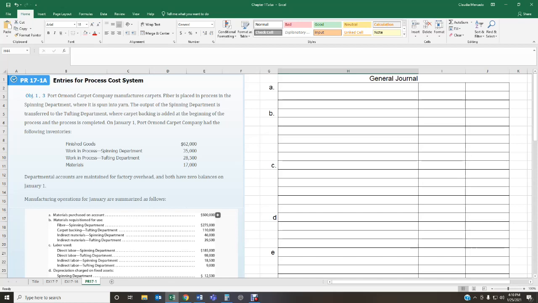And this particular problem is going to allow us to go through that process of journalizing the different transactions as well as doing some calculations. Okay, so let's get started.